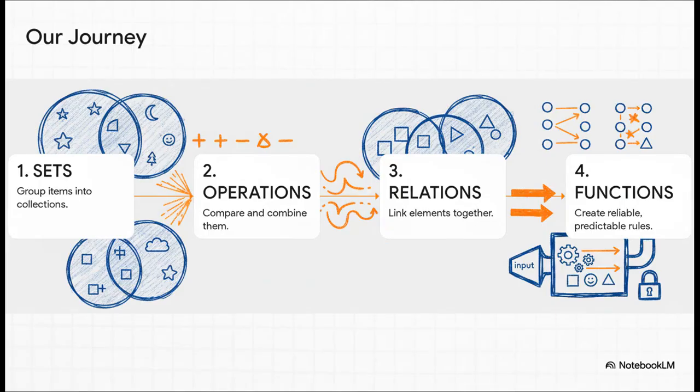So let's just do a quick recap of the journey we just took. We started with the simple idea of grouping things into sets. Then we learned how to combine and compare them with operations like union and intersection. After that, we built bridges between them using relations. And finally, we created these powerful, predictable rules called functions.